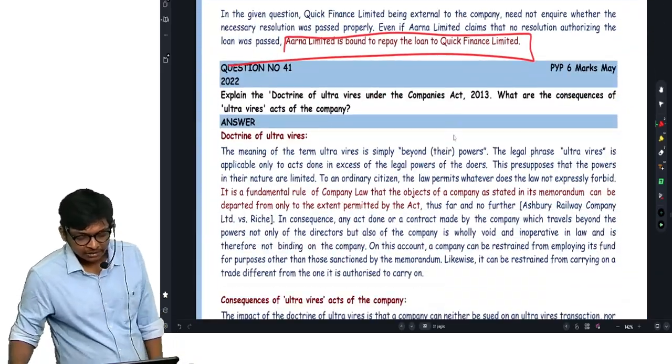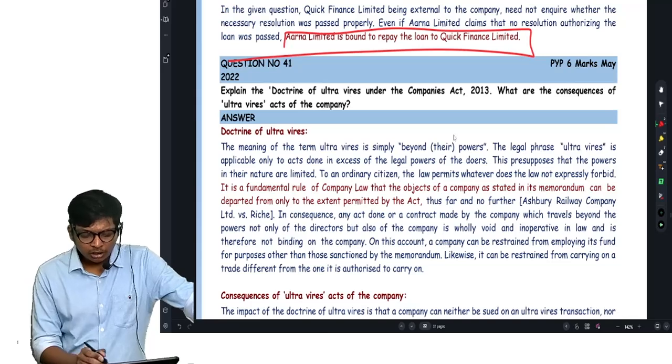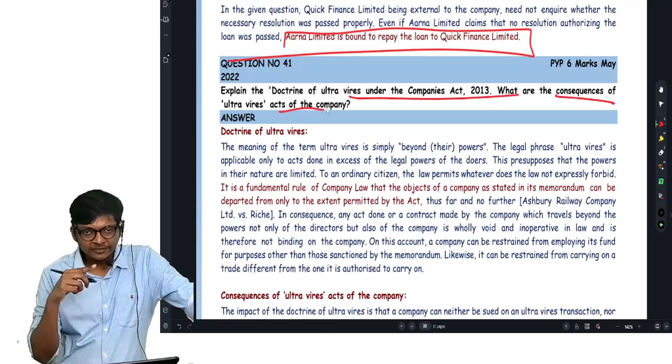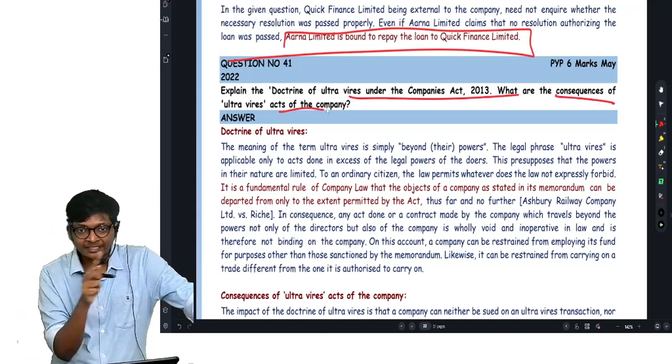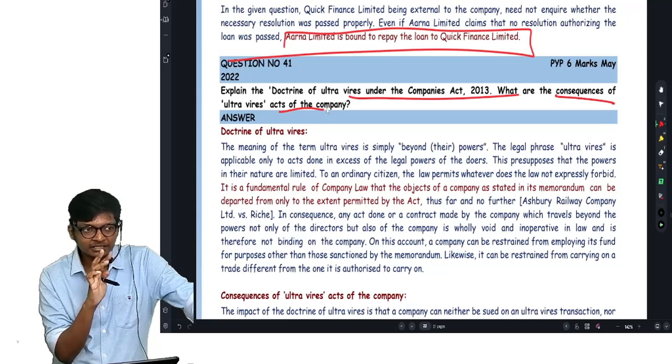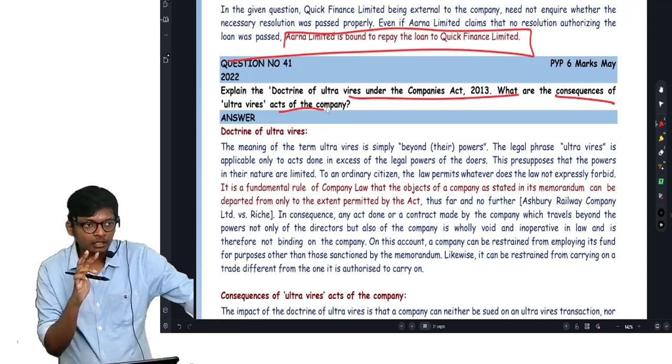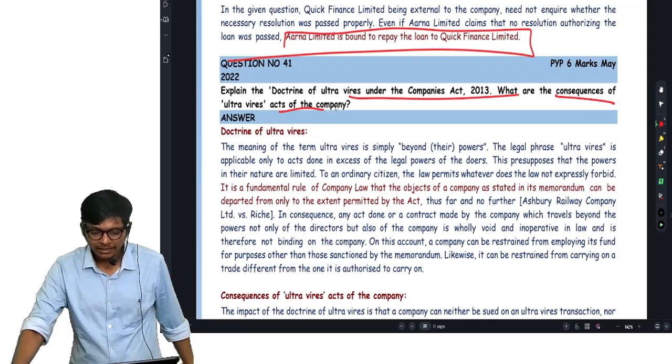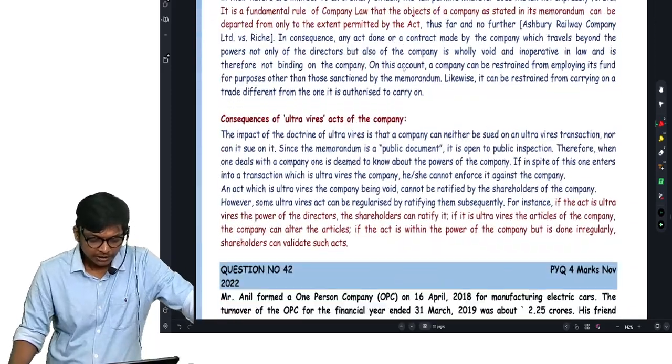Okay. Next. Explain the doctrine of ultra vires. What are the consequences? I think we saw a question like this earlier also. I gave a timeline. Doctrine of ultra vires: everything that happens here is void. You should pass a special resolution to change the MOA in the object clause. Next.